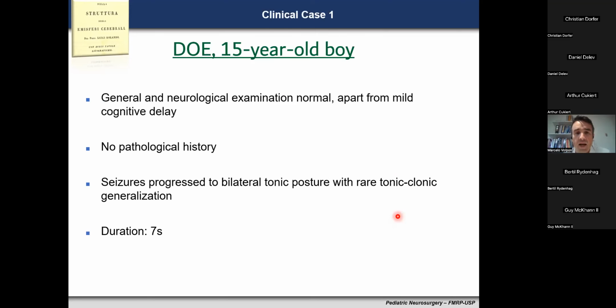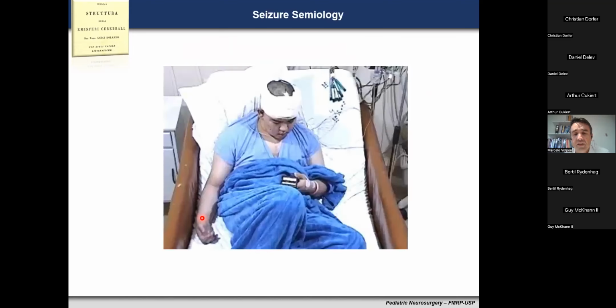So he didn't have any alterations on his physical examination apart from a mild cognitive delay. Speech was a little bit delayed. No previous pathological history. And as you see in the video EEG, his seizures had now progressed to bilateral tonic postures with very rare secondary generalization, and they were very brief in duration. So this is the video we got from his EEG.